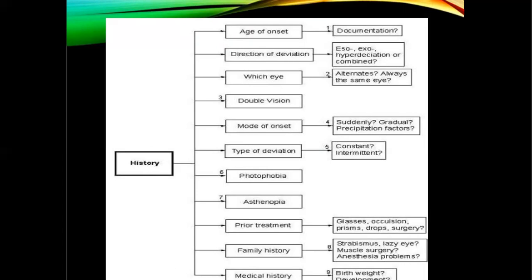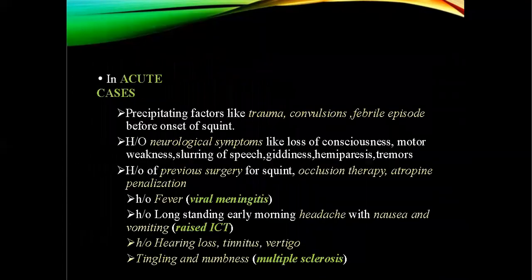And as with any other disease, we have to ask whether any surgery was performed in the past for the same thing, or whether the patient is using glasses, or whether any occlusion therapy, prisms or drops were given. Family history also we have to ask, and we have to ask the birth history, and whether there was any problem in the birth.